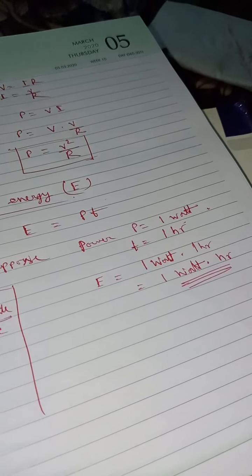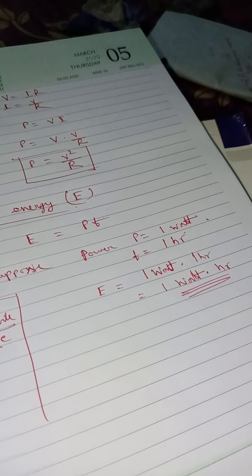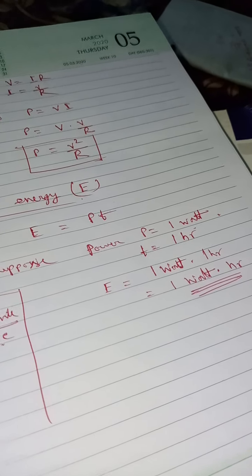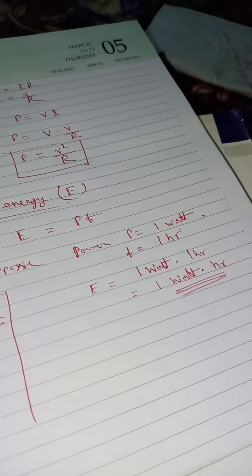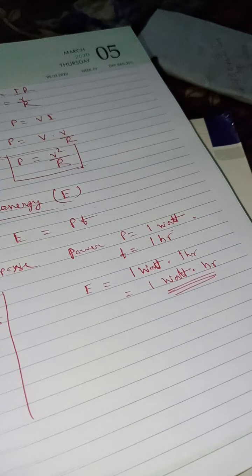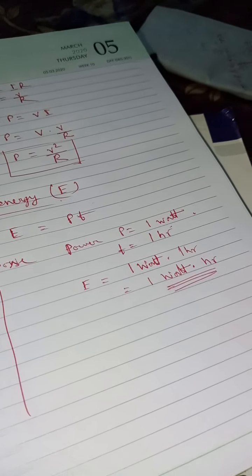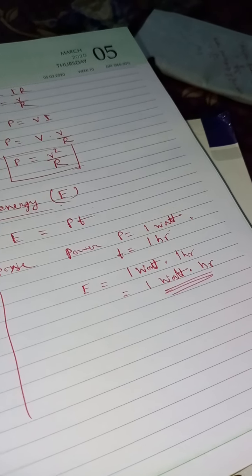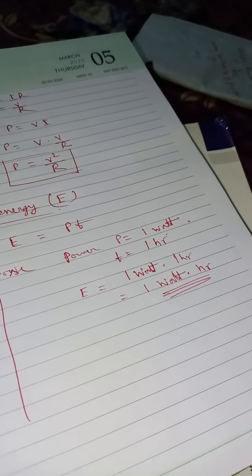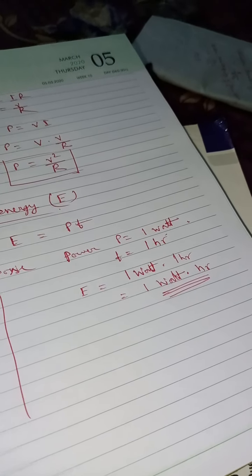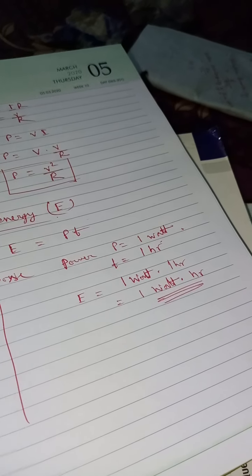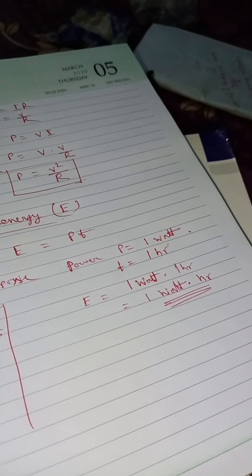So what is the meaning of watt hour? Suppose any electrical appliance having power 1 watt is working for 1 hour, then the electrical energy consumed or used is known as 1 watt hour. Suppose any small LED bulb having the power 1 watt is glowing for 1 hour. That means how much electrical energy is used? 1 watt hour.